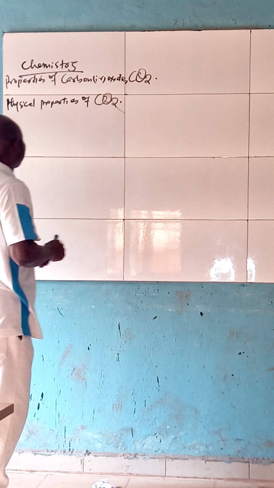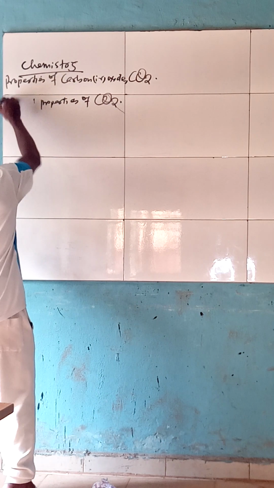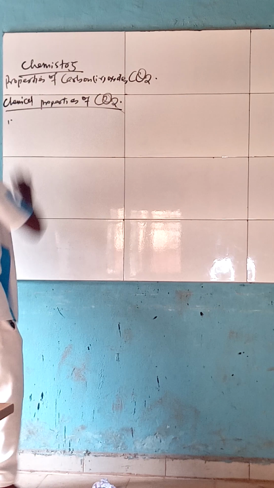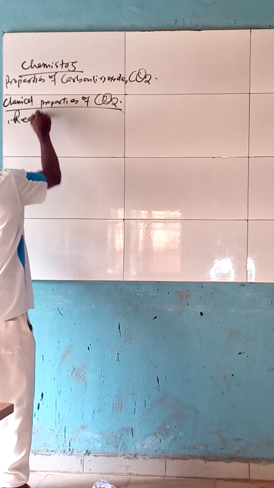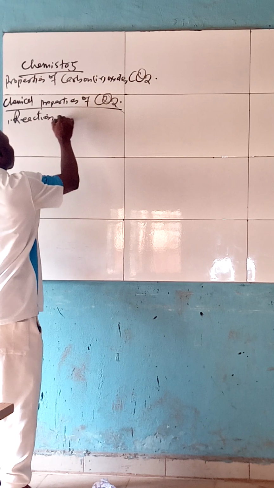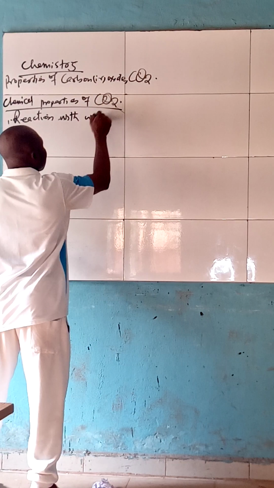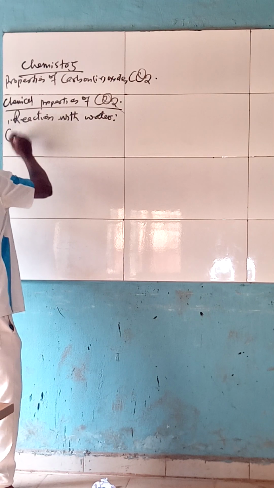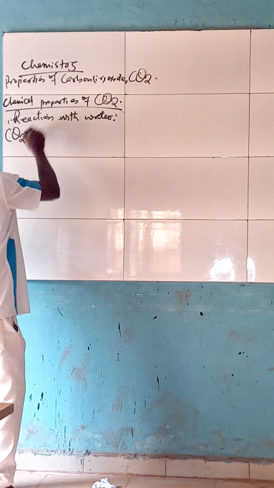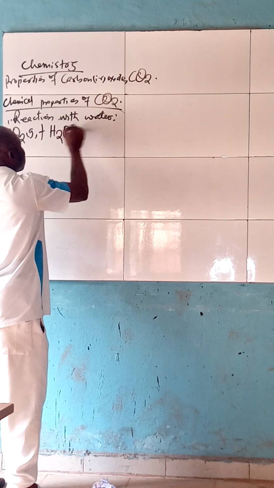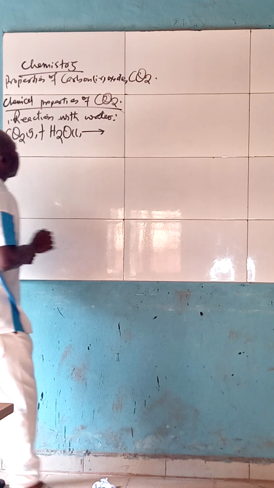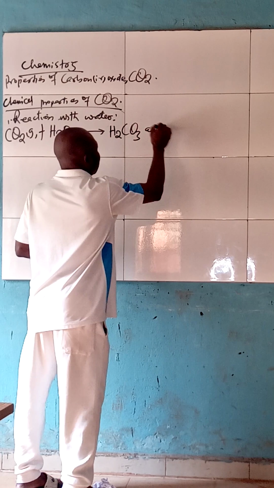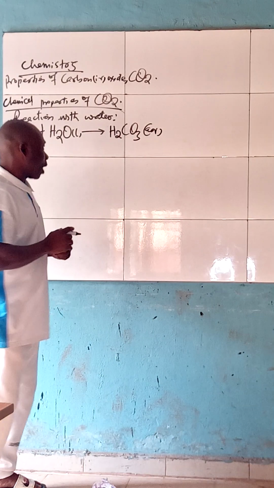Now, chemical properties of carbon oxide. Number one, we talk about reaction with water. Carbon oxide, CO2 in a gaseous state, plus water, H2O in a liquid state. When it reacts, it forms H2CO3. That is trioxocarbonate(IV) acid, also called carbonic acid.